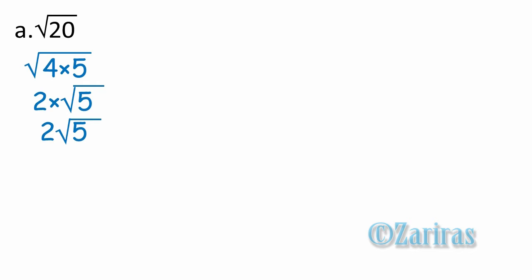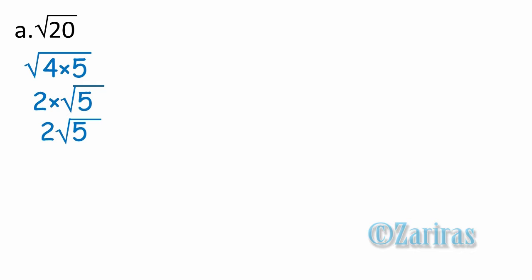For 20 we know 4 into 5 is 20, so 4 is a square number. So we can write 4 into 5 inside the square root, and we know the square root of 4 is 2, into root 5. So 2 root 5.